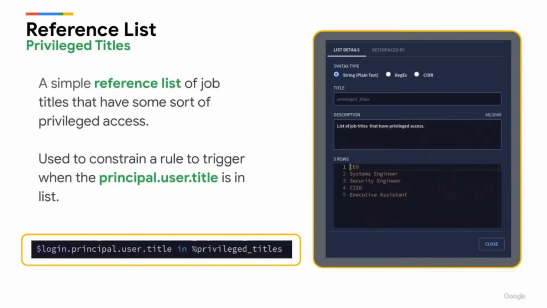So let's consider a simple use case for reference lists. Imagine you have a list of job titles with privileged access. This list can be used to filter in your rules. For instance, a rule could be configured to only alert when a user title matches one of those privileged titles in your list. It's a much more targeted alert, much more specific.